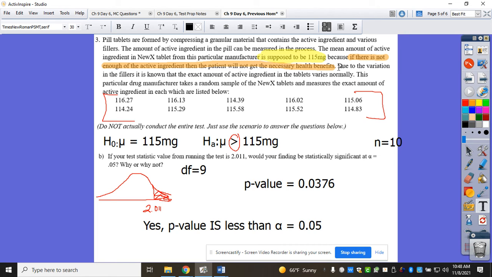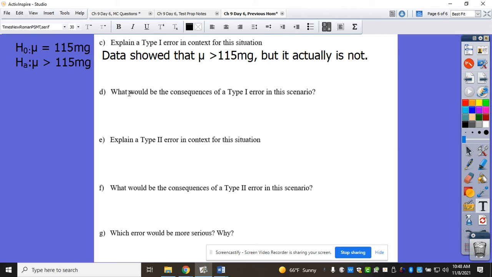With the stuff that I like, where I have highlighted. So the data showed what? That there is enough of the active ingredient, but that's actually not the case. So what would be consequences there? I'm gonna write both. The first one was for alternate ways to get health benefits, but the way actually works. You're opposite. Showed there was enough active ingredient.